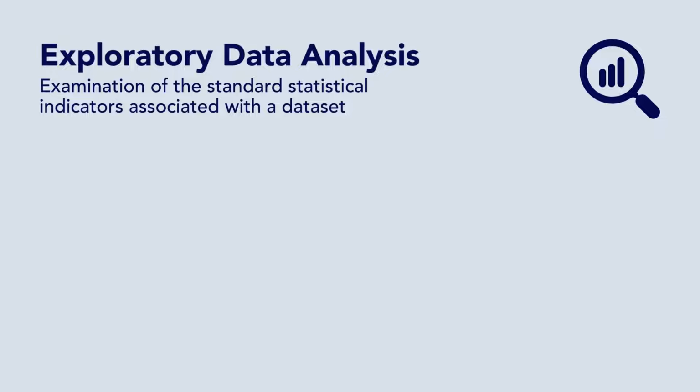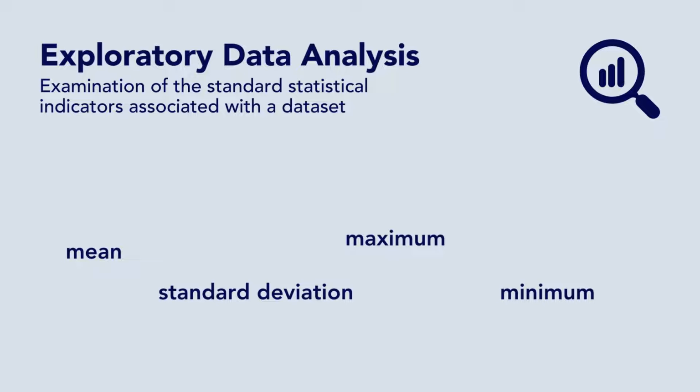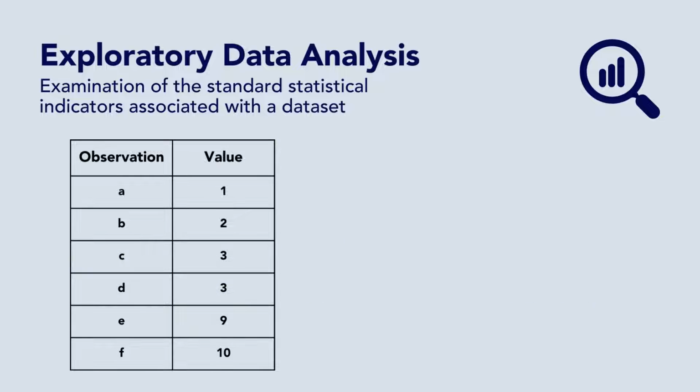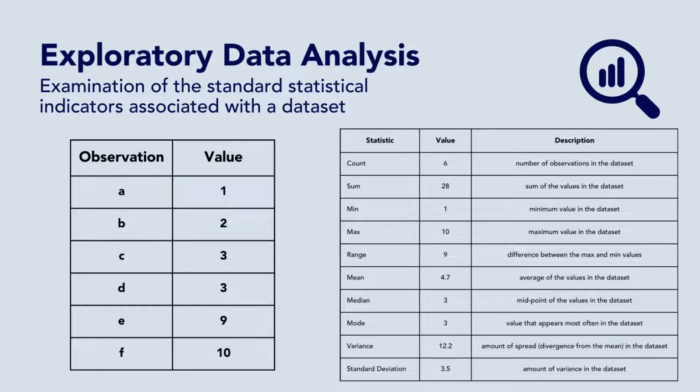Exploratory data analysis examines the standard statistical indicators associated with a data set, which could include things like the mean, standard deviation, the maximum, and the minimum, for example. Here is an illustrative example of an exploratory data analysis. We can conduct an exploratory data analysis on this data set by calculating and examining some of the key statistical indicators.